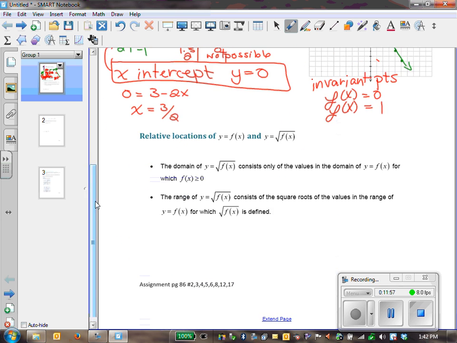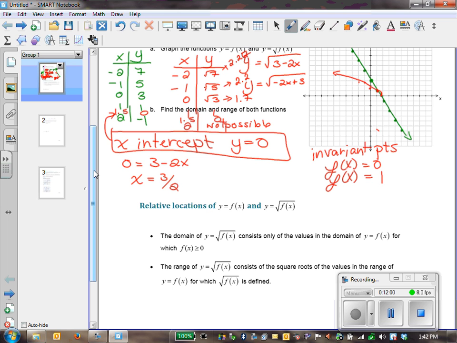Oh, really? I really need to write smaller or maybe pay attention to the question. Okay, let's do the domain and range. I'm running out of room.